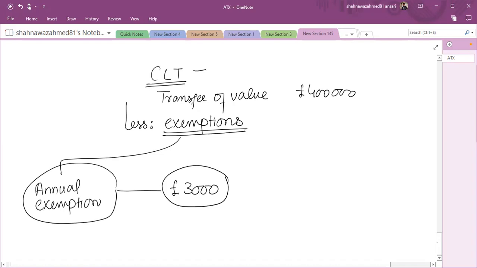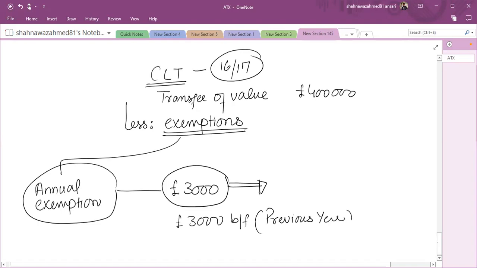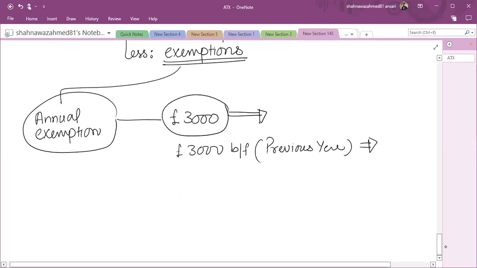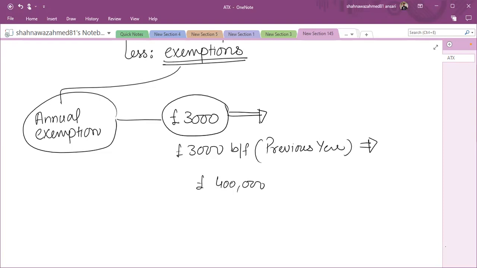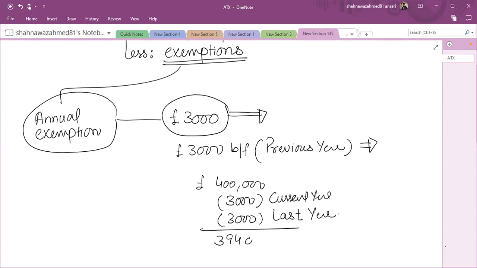So if the date of gift is tax year 16-17, we will get 3,000 exemption that we will deduct from 400,000. And also there is 3,000 brought forward from the previous year, if that is available. So suppose this is the first gift of my life. From the transfer of value, I will deduct 3,000 of the current year, the gift year, and I will also deduct 3,000 of last year. If this is a first gift, this is 3,94,000. Now this is the chargeable amount.